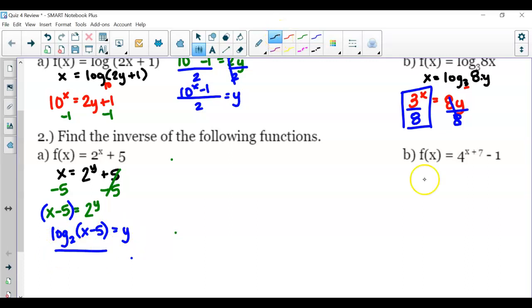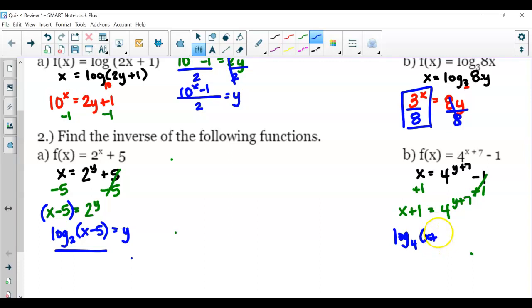So same thing here. We're going to switch the x and y to solve for y and get our inverse. Now, notice again, the exponential is not by itself because you're subtracting 1 here on the outside. So we're going to add 1 here first. So x plus 1 is now equal to 4 to the y plus 7. Now notice the exponential is technically by itself because y plus 7 is all within the exponent. So now we're going to write it as our log. So log, then what is the base of the exponential? 4. So log base 4 of x plus 1.